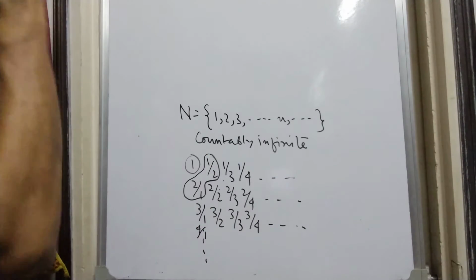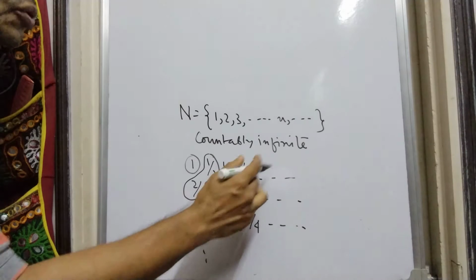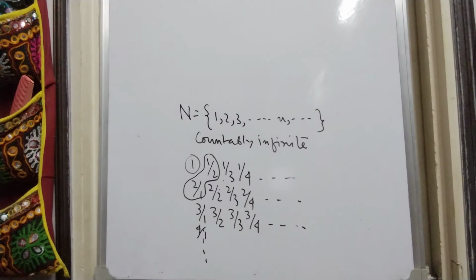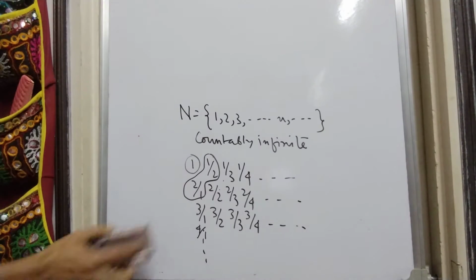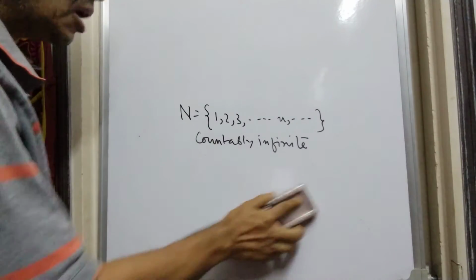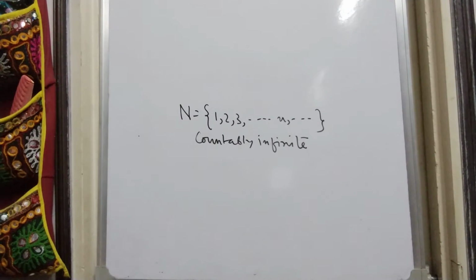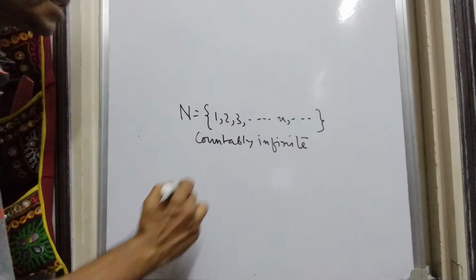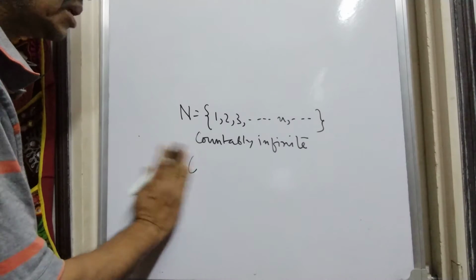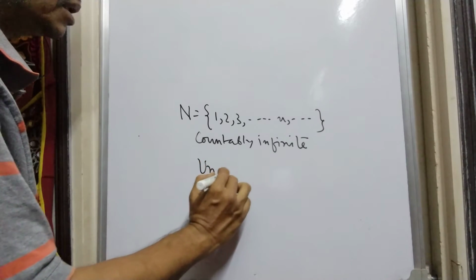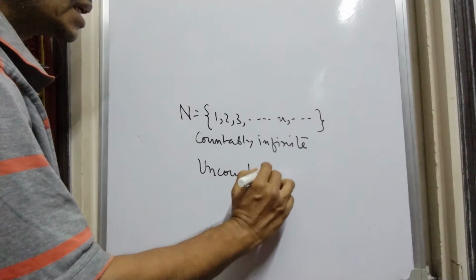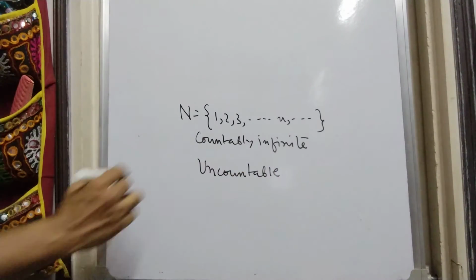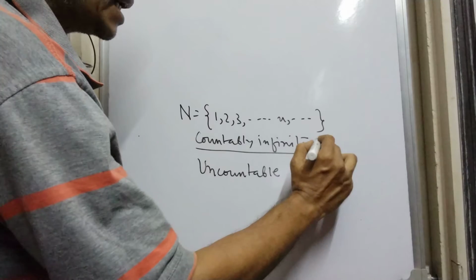And similarly, we have the other diagonal. So we can count all the rational numbers in this way, but you cannot count the set of irrational numbers, as they are uncountable. We all know that between every 2 rational numbers there is an infinite number of irrational numbers. So they are not countable and are termed uncountable.